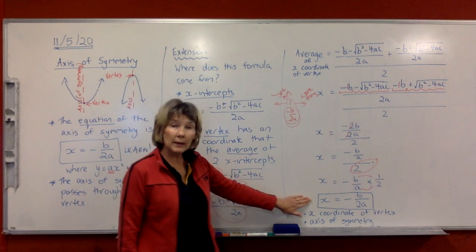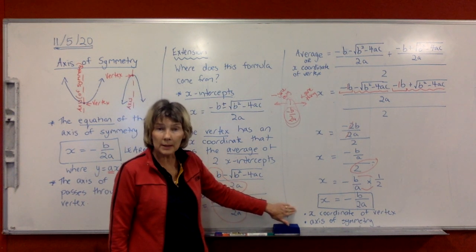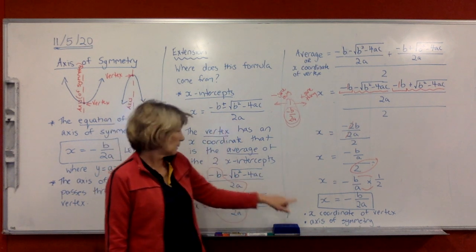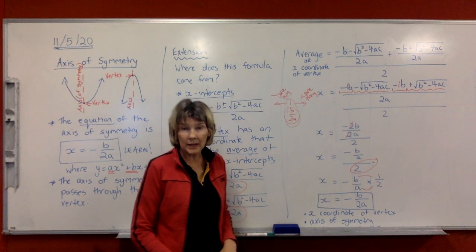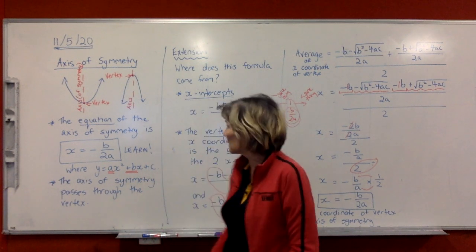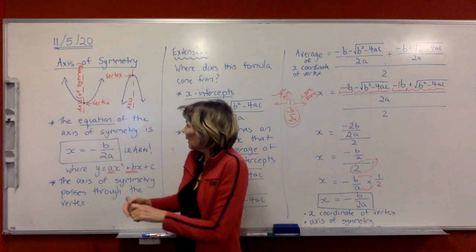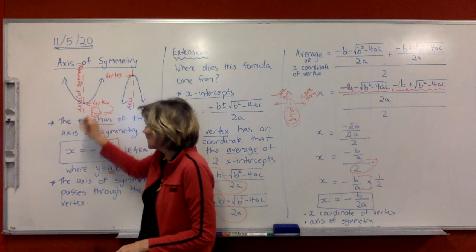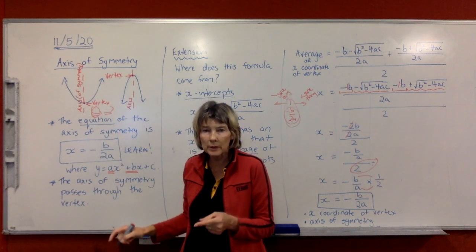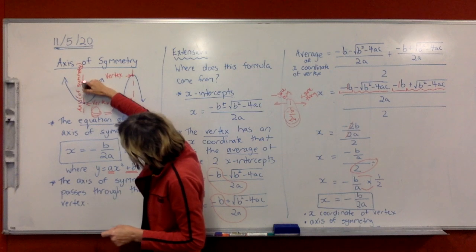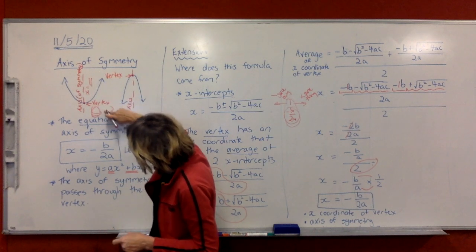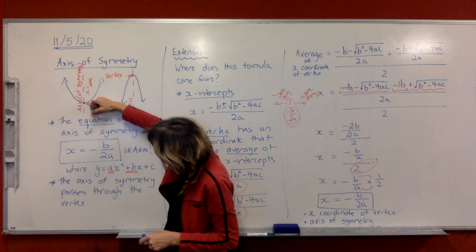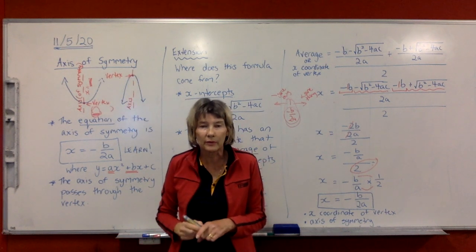So what we ended up with here was the x-coordinate of the vertex. Remember, we find that by averaging the two x-intercepts. And the x-coordinate of the vertex is the same thing as the axis of symmetry, right? That vertex has two coordinates. What we were finding was this one. So whatever that x-coordinate is, that is what's going to be the equation of this. Alright, so it's not the y, it's the x-coordinate, because it's x equals something. It's going to be exactly the same as the x-coordinate of the vertex.